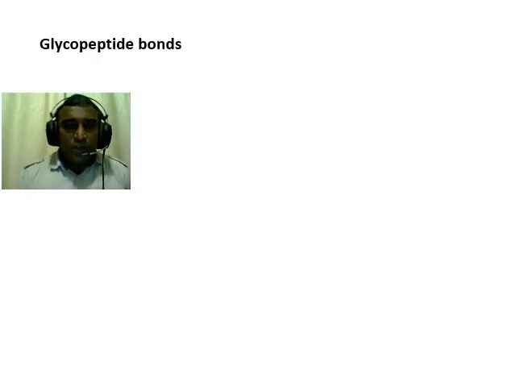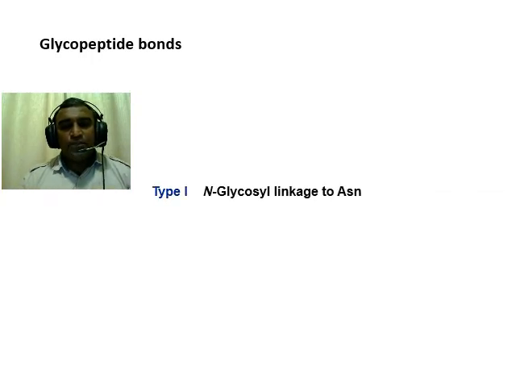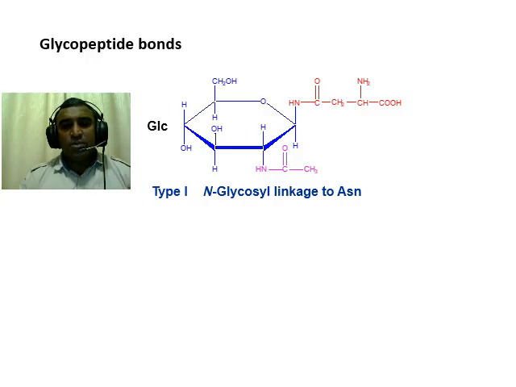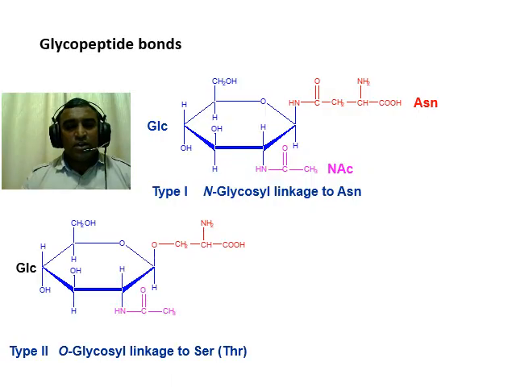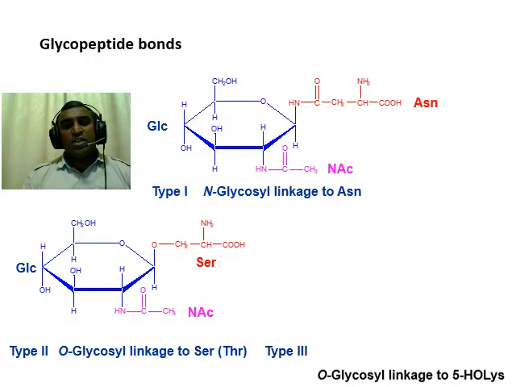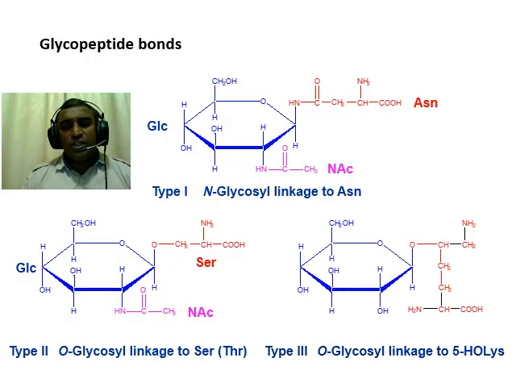Here is given the modified sugar attached to amino acids, with three types shown. Type 1 has the modified sugar, N-acetylated glucose, attached to asparagine. Then you have N-acetyl amino glucose attached to serine or threonine. Then type 3 has glucose attached to modified lysine.